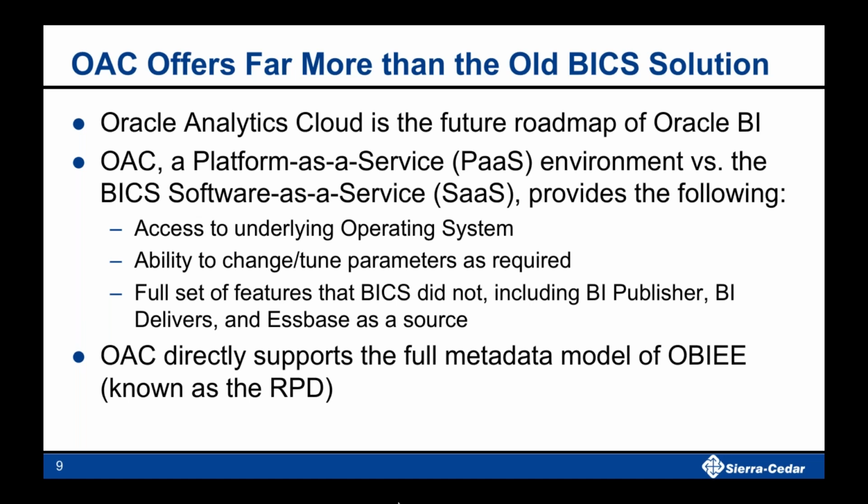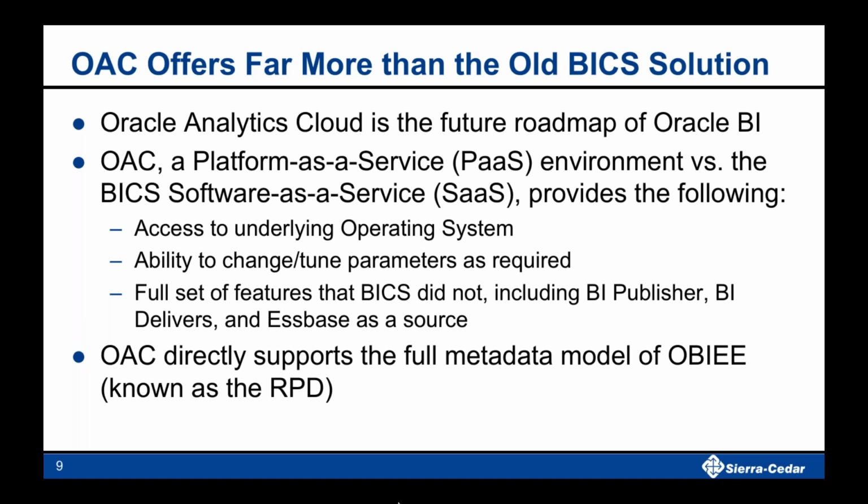So on the infrastructure side, we have the ability to get under the covers, performance tune it, and change parameters, whereas with BICS, our hands were kind of tied. We couldn't even see a lot of the underlying technologies, as well as all the newer features that have been getting added: BI Publisher, Delivers, Essbase as a source. Those have all come into OAC BI as they've built this out more robustly.